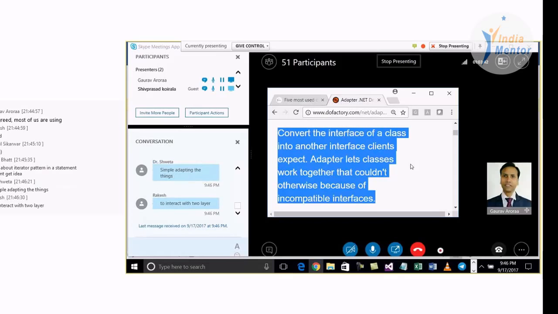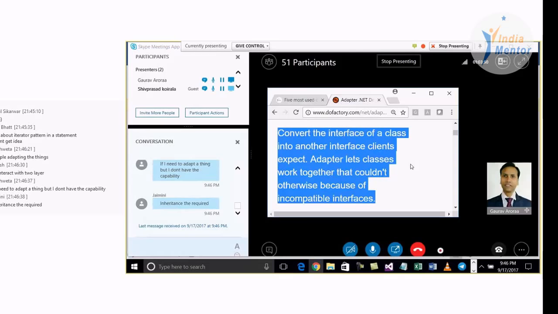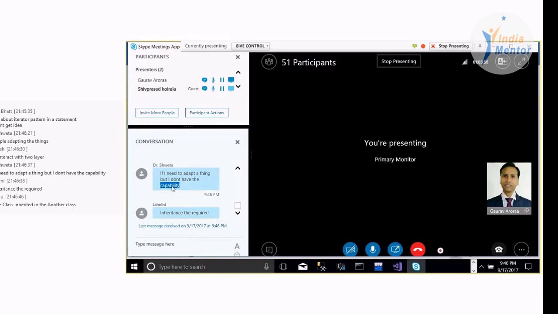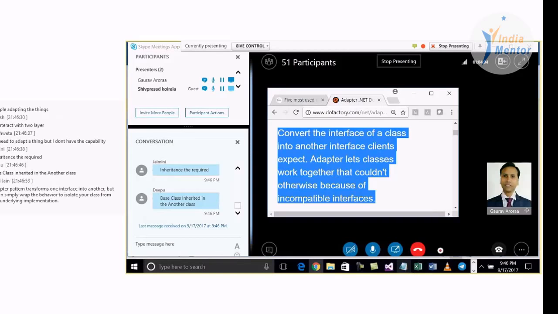But what kind of scenarios? To interact with two layers. But we always interact between two layers. Yeah, but I'll not say the capability, Shweta ma'am, but I will say the compatibility. So let me show you a simple example here.